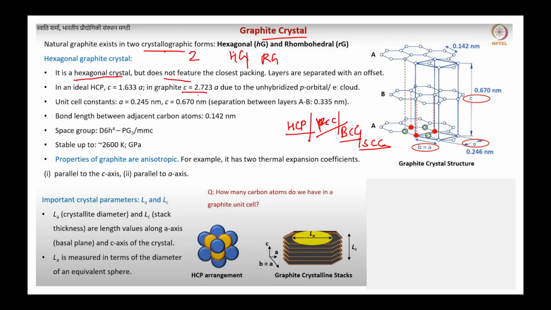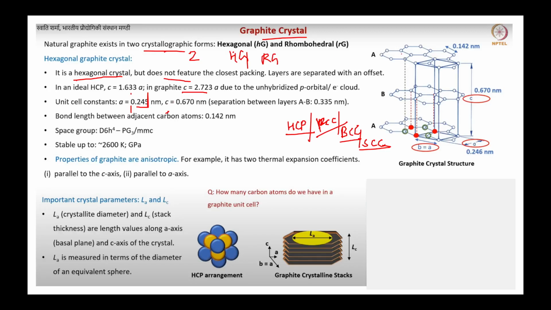So again, in SCP, the layers are separated with an offset. What does that mean, sir? Where layers are separated with an offset. No, no, offset is not here.